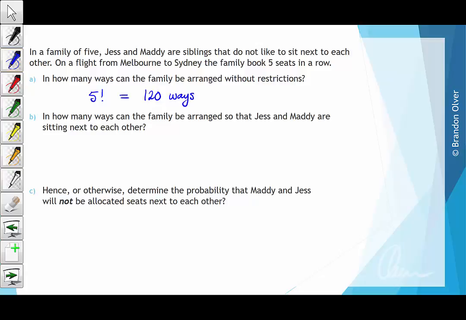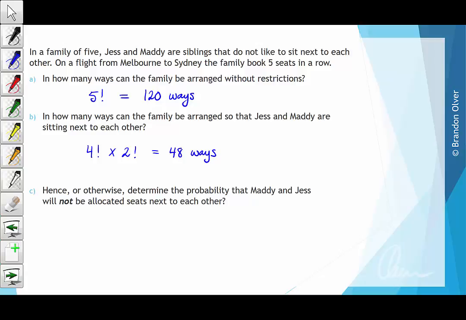Part B asks, in how many ways can the family be arranged so that Jess and Maddie are sitting next to each other? So if we're to sit Jess and Maddie next to each other, we're going to treat them as one group. So therefore we have 3 other members of the family and their group to arrange, which is going to be 4 items to be arranged, which is 4 factorial, times 2 factorial, which takes into account the arrangements of Jess and Maddie sitting next to each other. So 4 factorial times 2 factorial equals 48 ways that the family can be arranged such that Jess and Maddie are sitting next to each other.